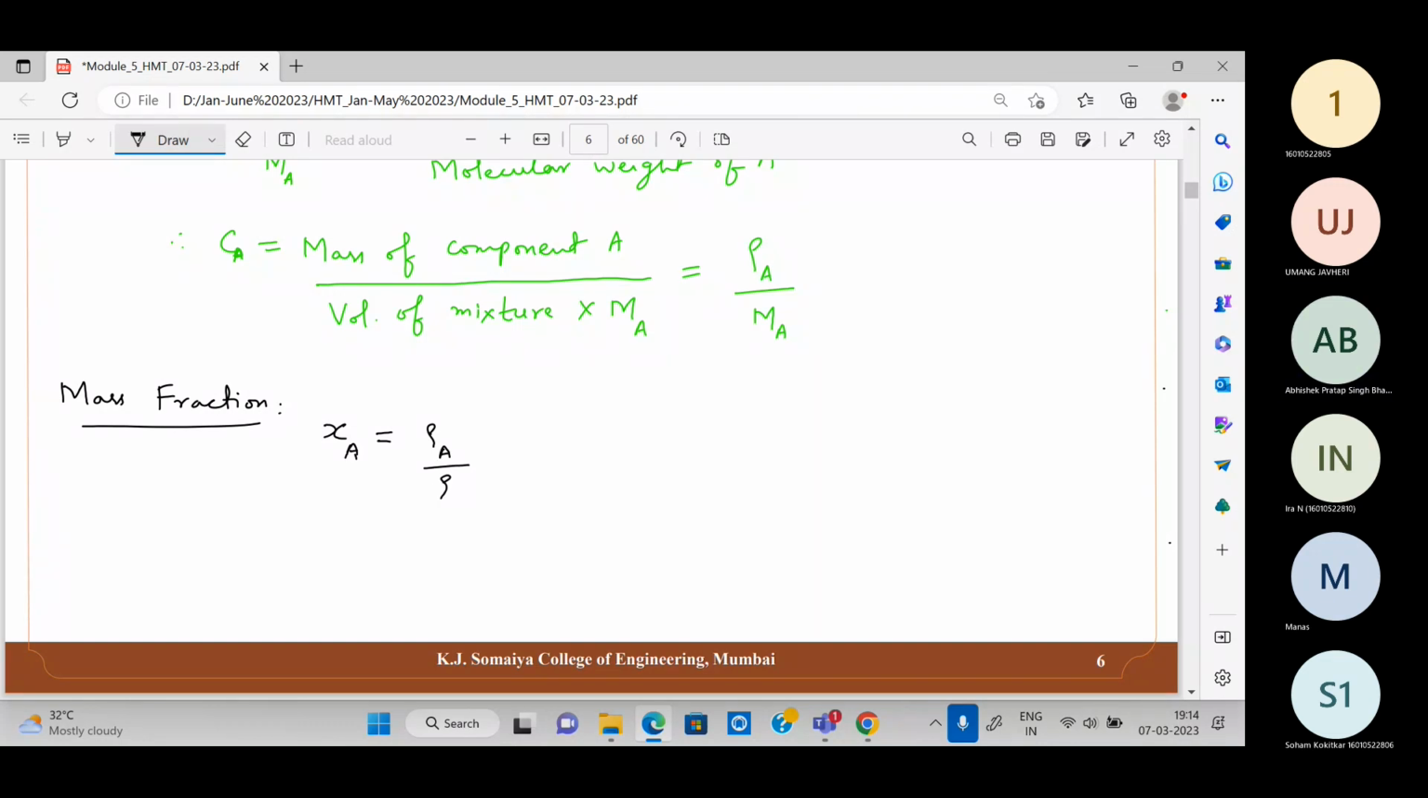So it is the ratio of mass concentration of a species A to the mass density rho of the mixture. So that is the mass fraction.